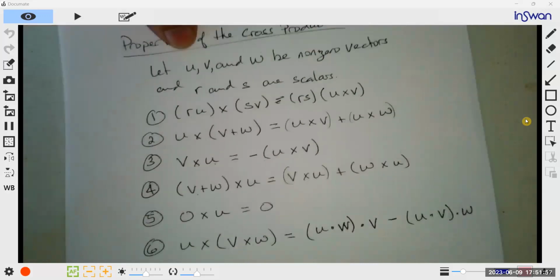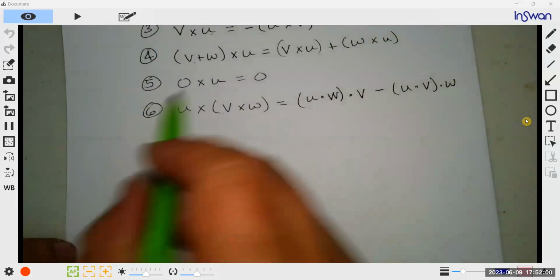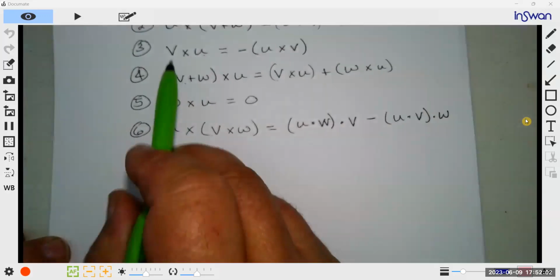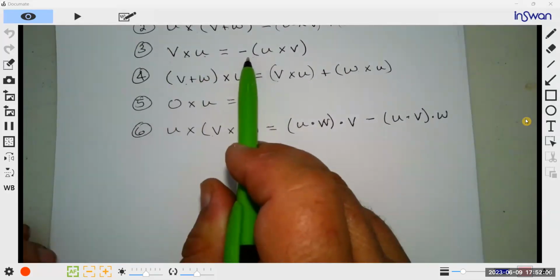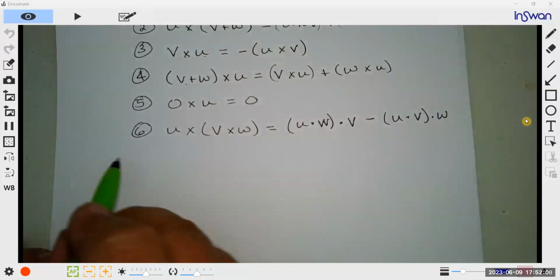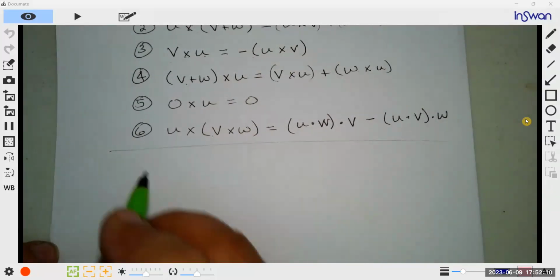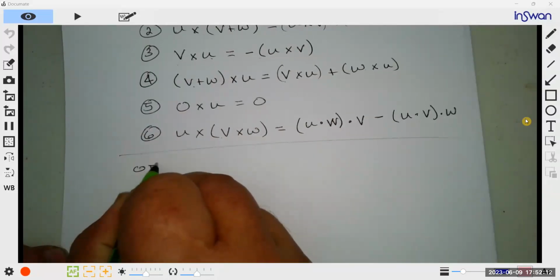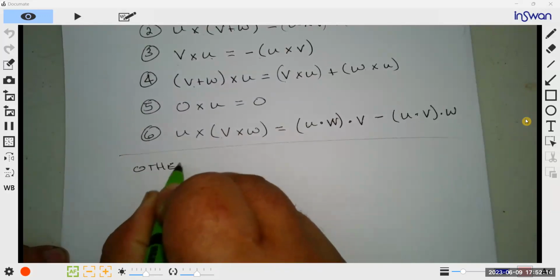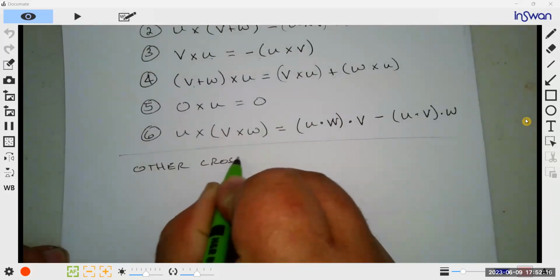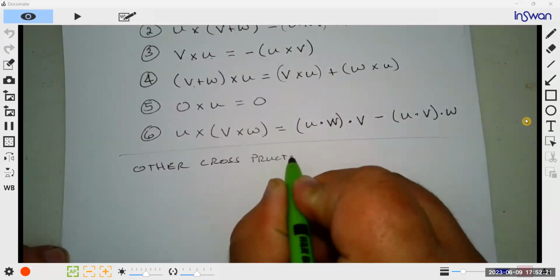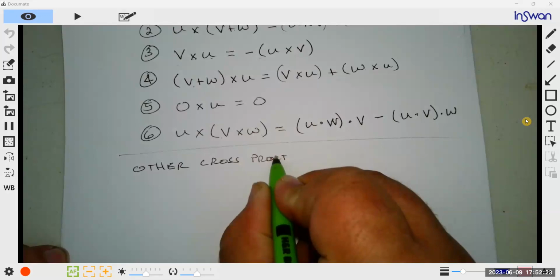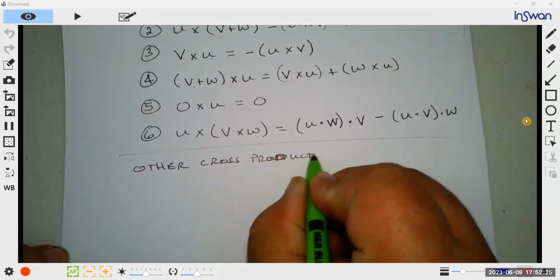Here's another thing that's important, because similar to what we talked about in Rule 3, if I juxtapose the vectors, it changes from positive to negative. Here we have other cross products.